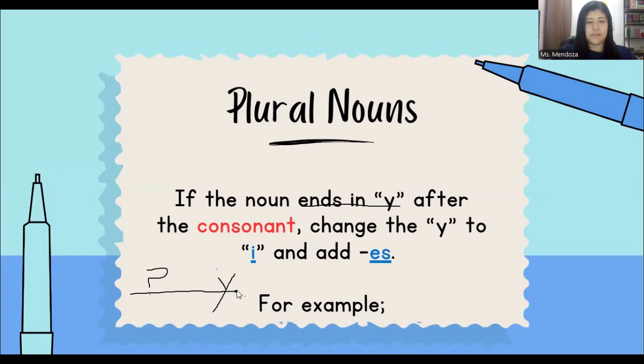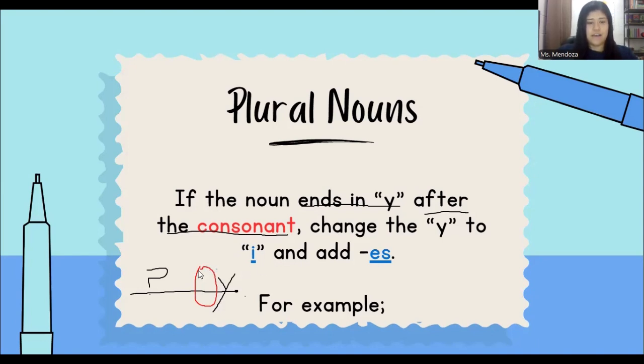And I'm going to do a little period so that you know it ended in Y. If the noun ends in Y after the consonant, okay, so there is a consonant before the Y. The Y is after the consonant. So let's write it down right now. We know there is a consonant before the Y because the Y is after the consonant. So change the Y to I and add ES.